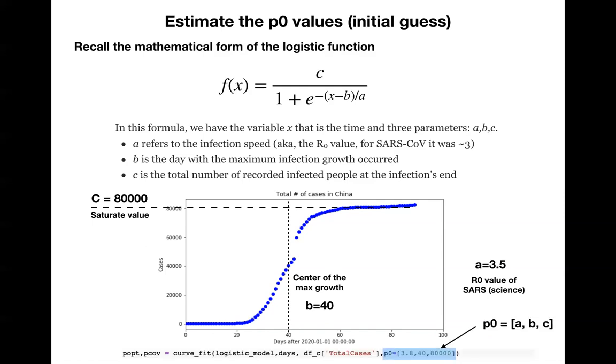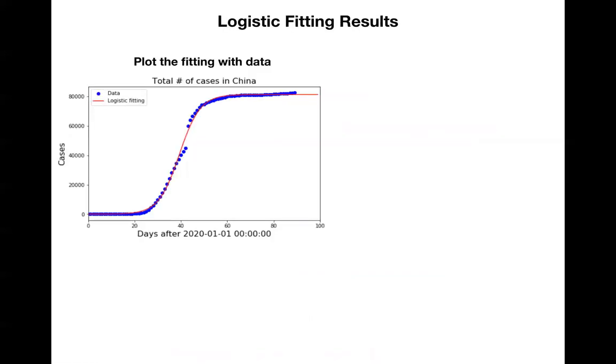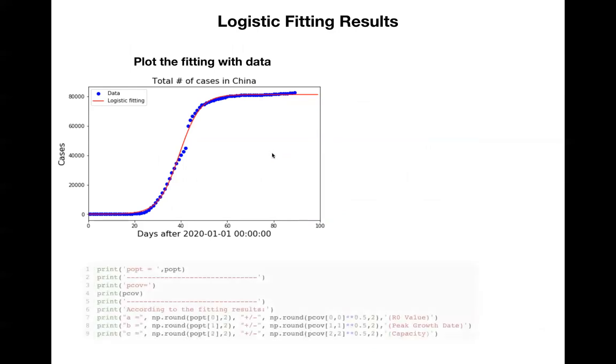Let's put these together, and then we put the p-value here. This is my logistic function. That's the array for the days from 0 to 90, and the total cases are these data. And then P0 are based on my estimations, and I use 3.8. That doesn't really matter. So this is the result. You can see that the blue dots are data points, and the red curve is the logistic fitting of the total cases in China as a function of time. It actually does a reasonable job, and you can see that the data points are more or less on top of the red curve.